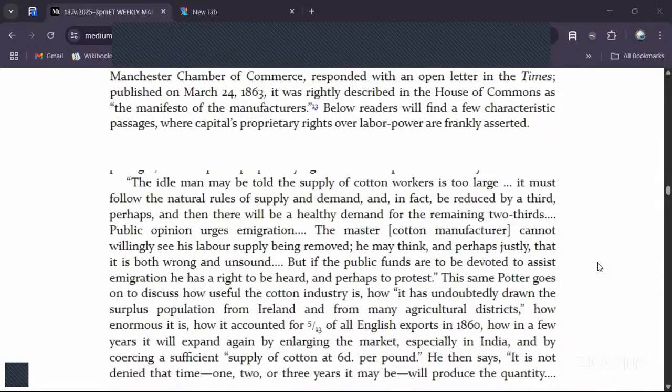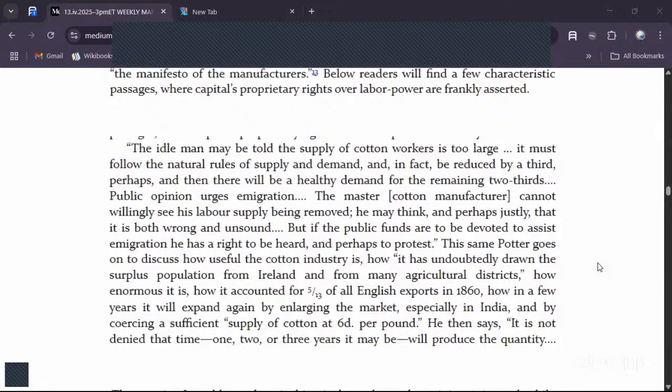This same Potter goes on to discuss how useful the cotton industry is, how, quote, it has undoubtedly drawn the surplus population from Ireland and from many agricultural districts, unquote. How enormous it is, how it accounted for 5/13 of all English exports in 1860, how in a few years it will expand again by enlarging the market, especially in India, and by coercing a sufficient, quote, supply of cotton at six shillings per pound. He then says, quote, it is not denied that time, 1, 2, or 3 years it may be, will produce the quantity.